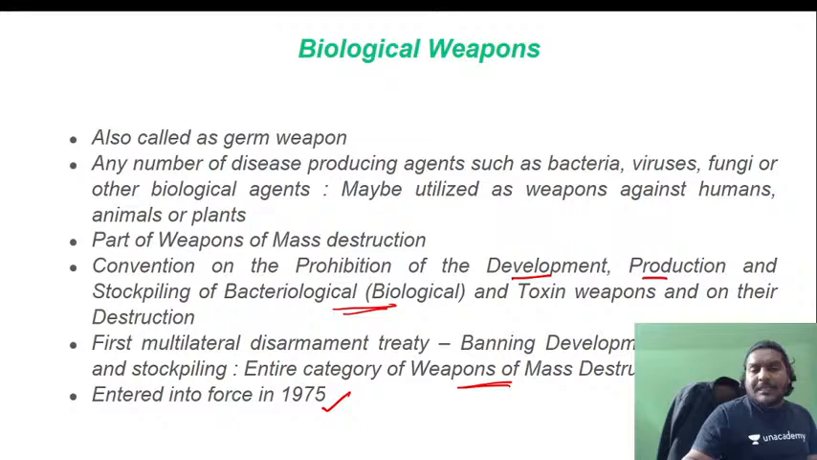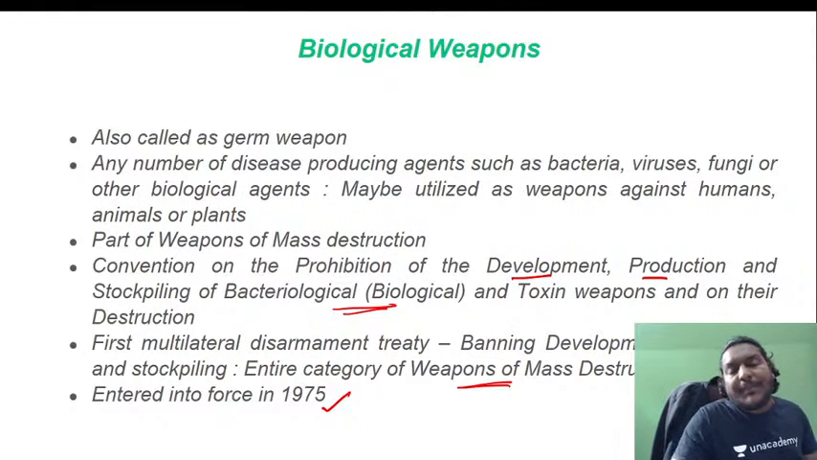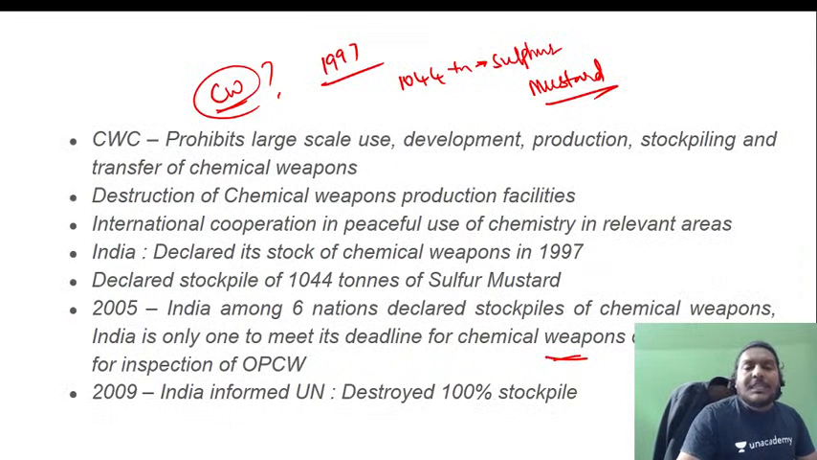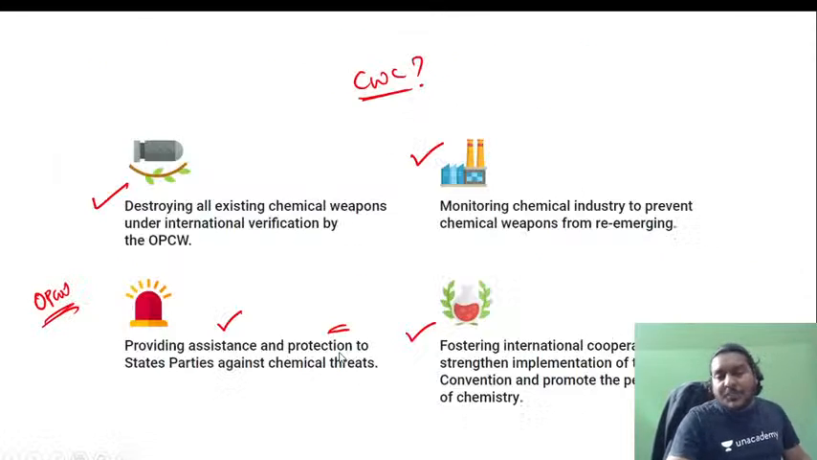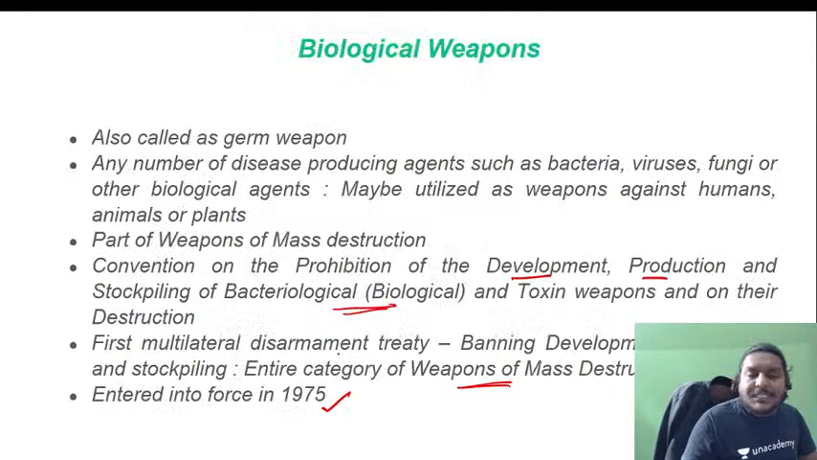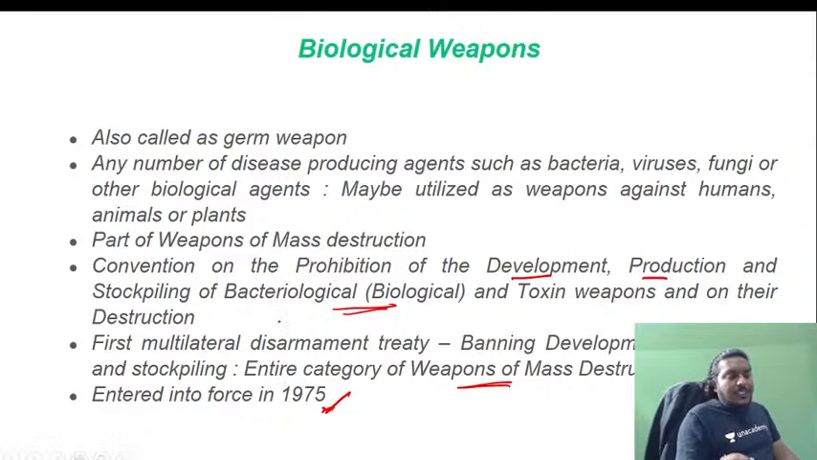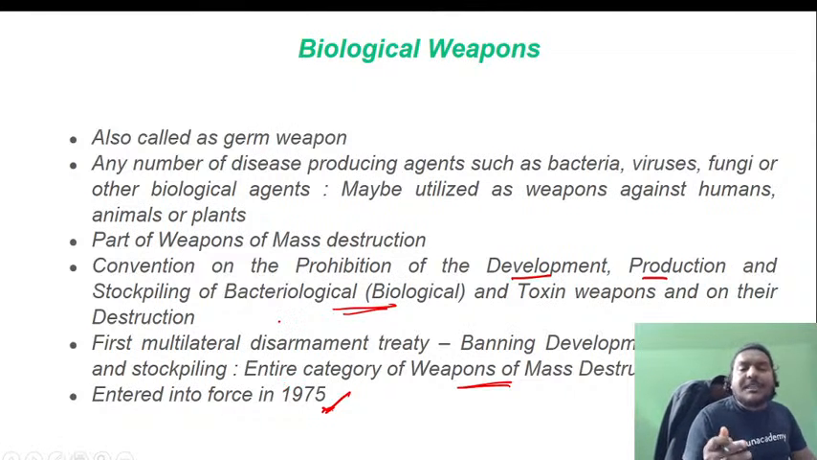Now you may ask me, sir, prior to this you have talked about the Chemical Weapons Convention. Yes, you are right in this doubt, but the point is this is the first treaty. Why? Because the Chemical Weapons Convention came into force very long after, in the year 1997. But when it comes to the biological weapons, it is the year 1975. So this makes it the first multilateral disarmament treaty of that kind.